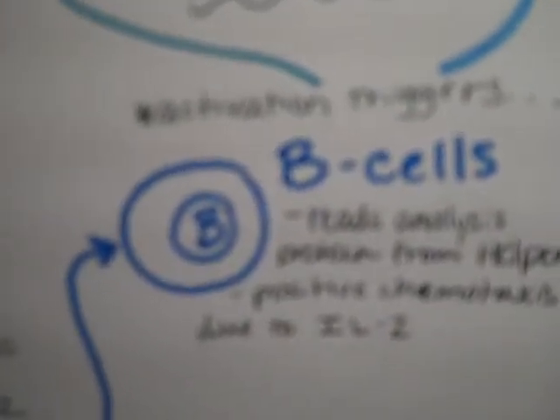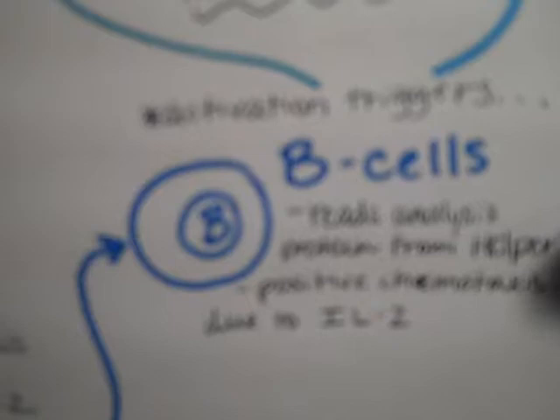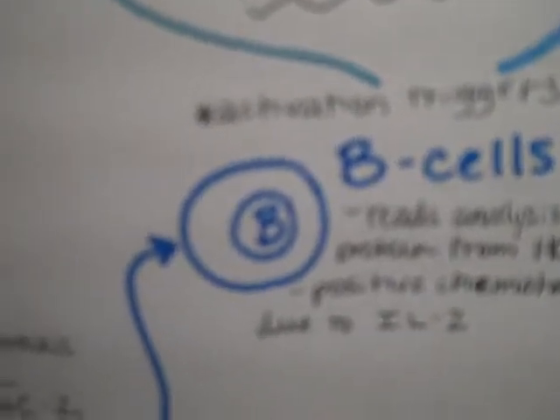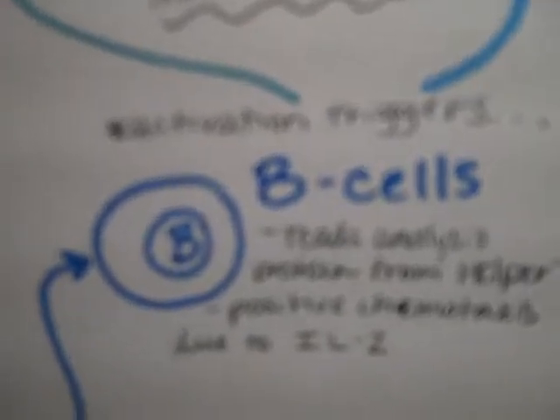So the B cells are the first thing that's going to be activated. Whoa, that's messy. Hopefully you can read that. We'll have to see later. They're going to read that analysis protein from the helper T cell, and through positive chemotaxis, they'll be pulled towards that IL-2 that's being released from the T cell. So the IL-2 calls them in. They're going to analyze that protein that's on the surface of the helper T. It kind of made a cast of the antigen.